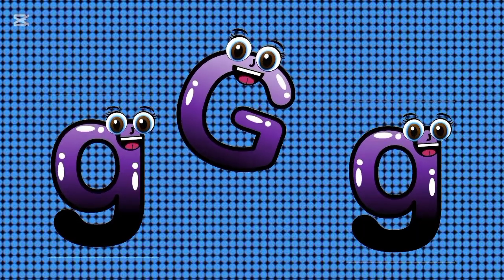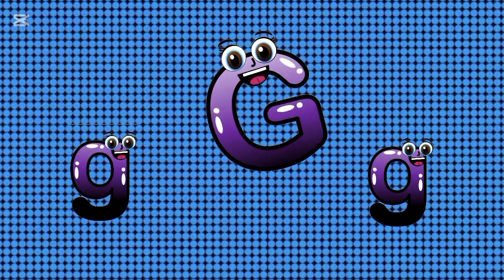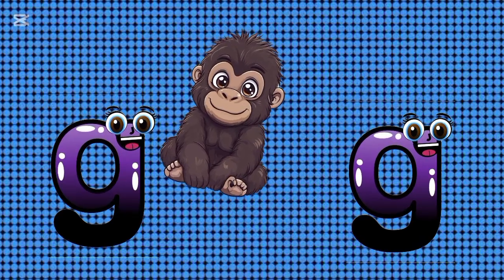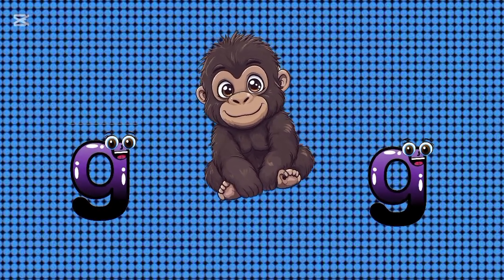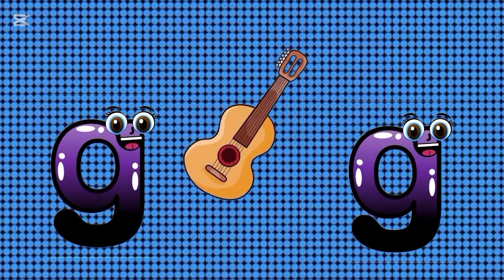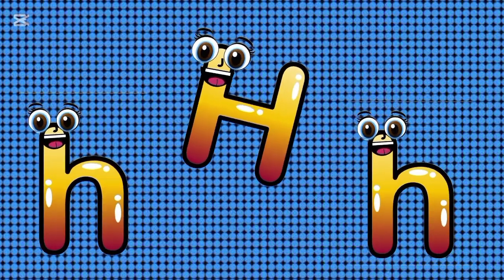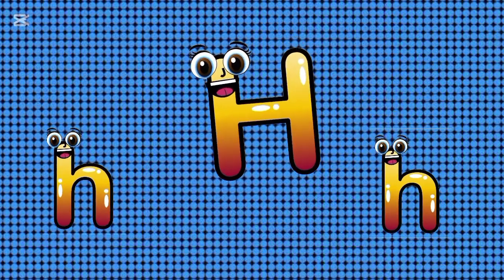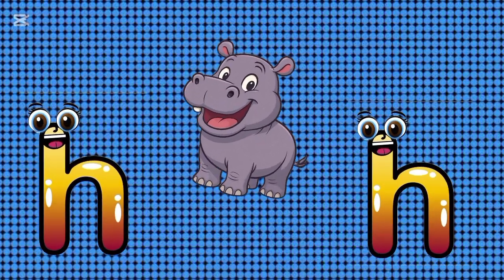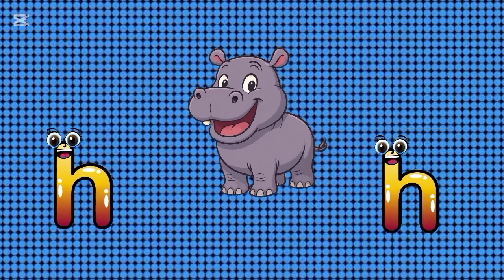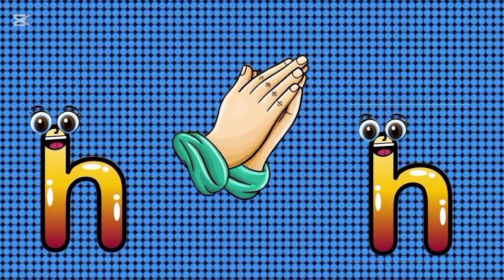G. This is the letter G. G is for gorilla. G is for guitar. H. This is the letter H. H is for hippo. H is for hand.